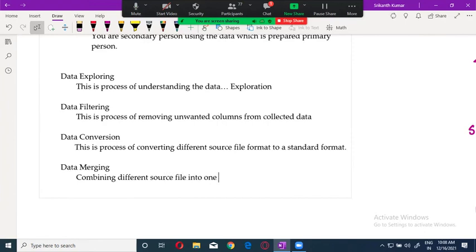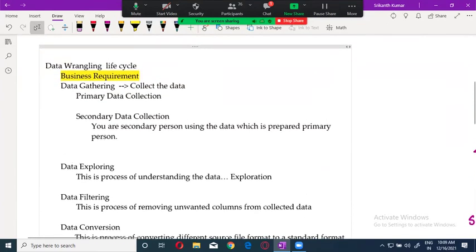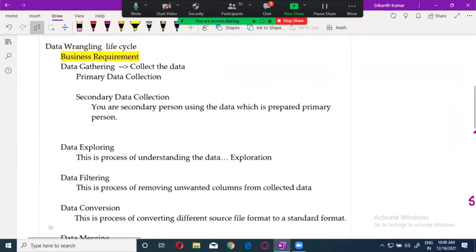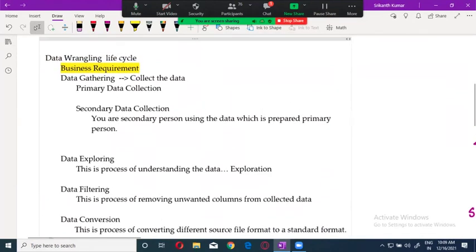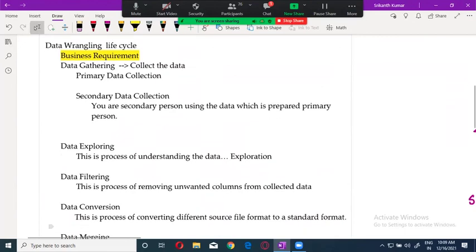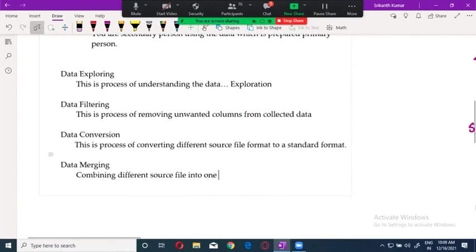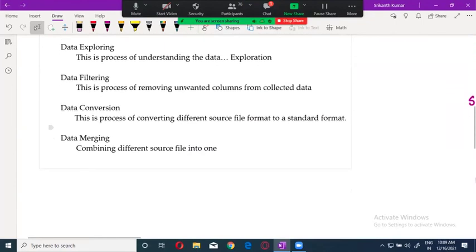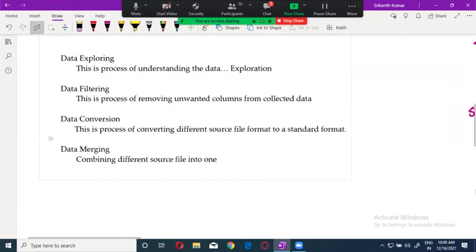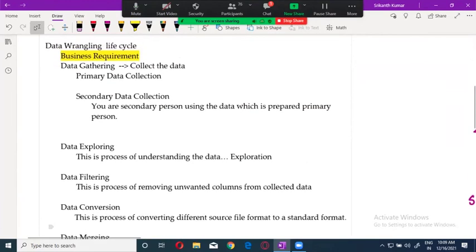Into one file. Now this is the actual process of data wrangling. Is it finished, guys? No. What is left out? What about the primary data collection? What is the primary data collection over here?